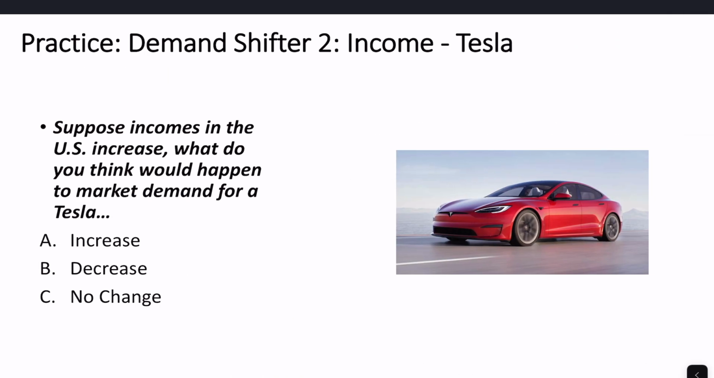Next shifter, income. So let's just take a second here and think about a Tesla. Suppose incomes in the United States increase. What do you think would happen to the market demand for a Tesla then? Do you think A, market demand would increase, B, market demand would decrease, or would there be C, no change? Take a few seconds and pause and think through this.